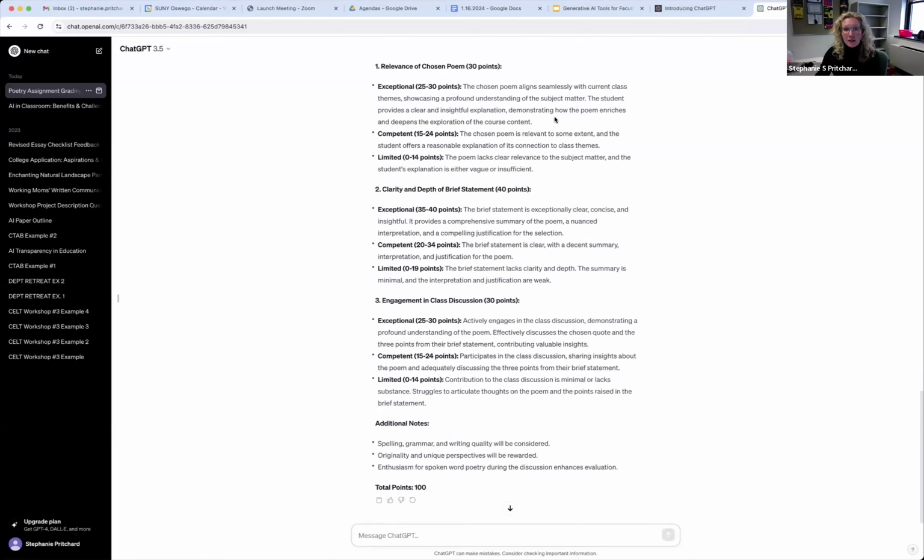So now we have: the chosen poem aligns seamlessly with current class themes, showcasing a profound understanding of the subject matter. The student provides a clear and insightful explanation, demonstrating how the poem enriches and deepens the exploration of the course content. Does anyone have reactions to the new language?